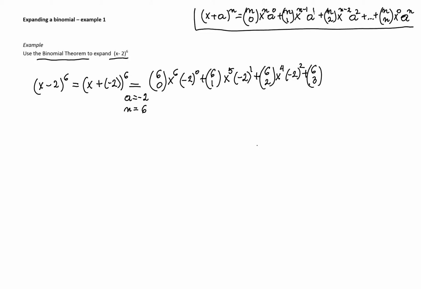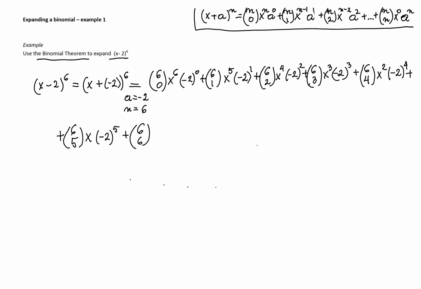3, x to the third, negative 2 to the third, plus 6 choose 4, x to the second, negative 2 to the fourth. And then we'll have two more terms, 6 choose 5, exponent of x will be 1 less than before, so this is x to the first, and they will have negative 2 to the power 5th. And finally we'll have the term 6 choose 6. x will be to the 0 power and negative 2 is going to be to the power 6.